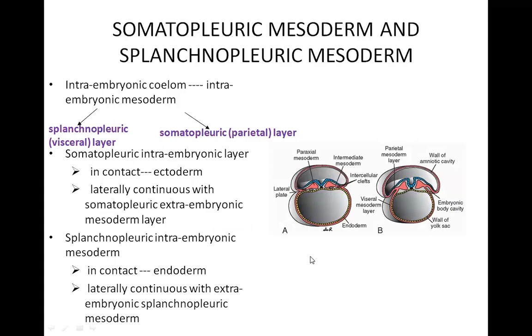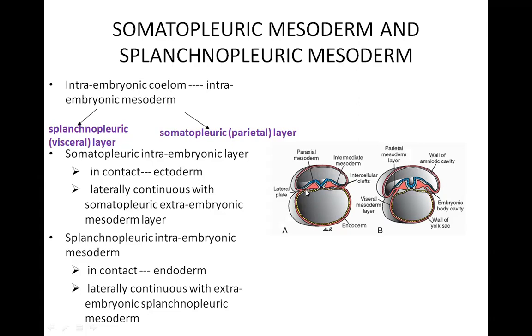So now, how the somatopleuric mesoderm and splanchnopleuric mesoderm form: I have already told you that because of the formation of intraembryonic coelom, it has split the intraembryonic mesoderm. This is a cut section of the embryo. So this one is the paraxial mesoderm, this one is the intermediate, and this one is the lateral plate mesoderm.